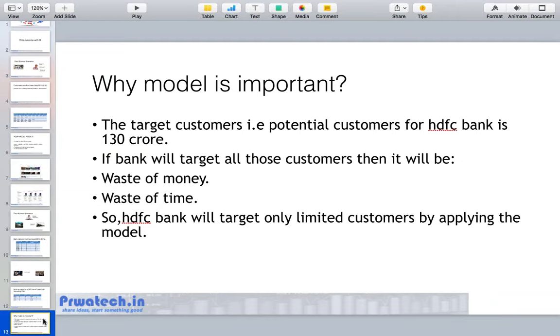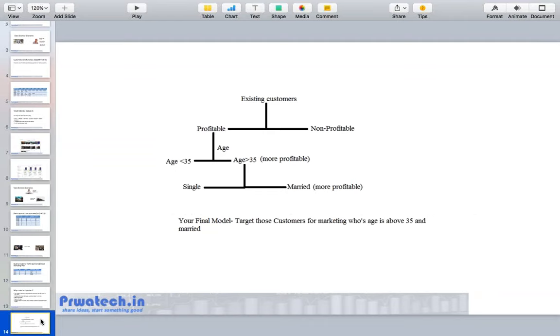Suppose, how will this model work in these conditions? We can use the machine learning algorithm decision tree to solve this problem. The bank will provide you its existing customer data, and the algorithm will divide the customers on the basis of various parameters into profitable and non-profitable. So you target only profitable customers, and you can neglect non-profitable customers.